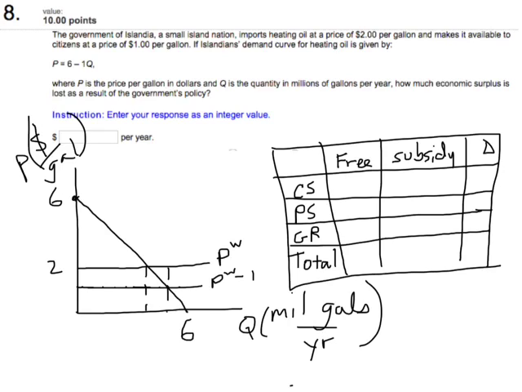At 2, consumers would have bought 4 million gallons in aggregate. At 1, they buy 5. A, B, C, D. All right, consumer surplus under the free market is just A. Producer surplus is 0. There's no domestic producers. Government revenue is 0. Total surplus is A.